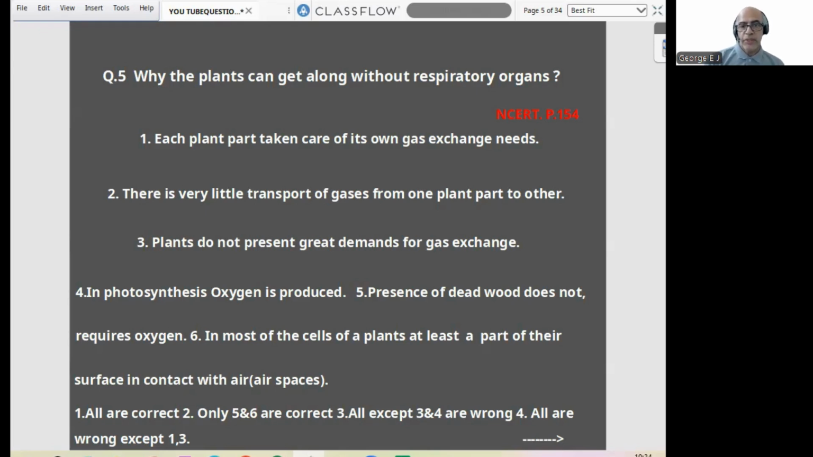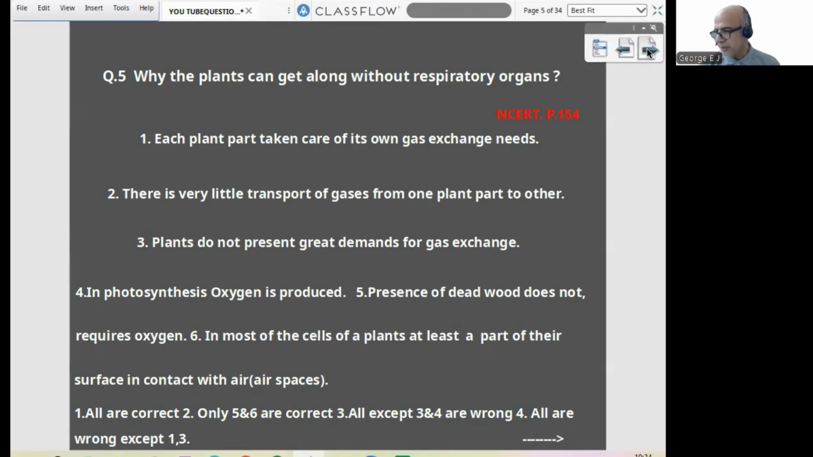Fifth one, presence of dead wood. That is hardwood, a big area in huge trees that does not require oxygen because it is dead. Sixth one, in most of the cells of a plant, at least a part of their surface is in contact with air or airspace. That is also correct. That means all the statements given there are correct. Pure NCERT, page number given there. I think it is clear.